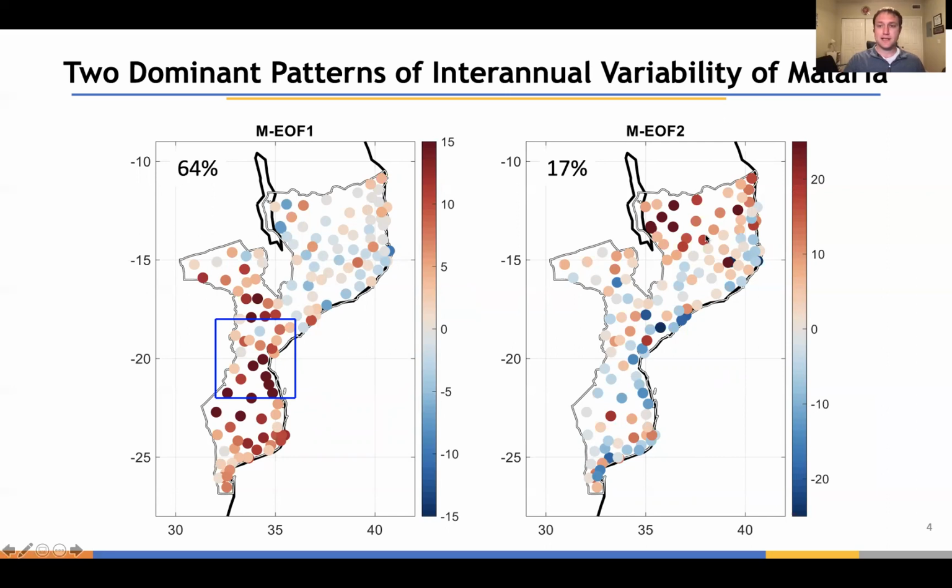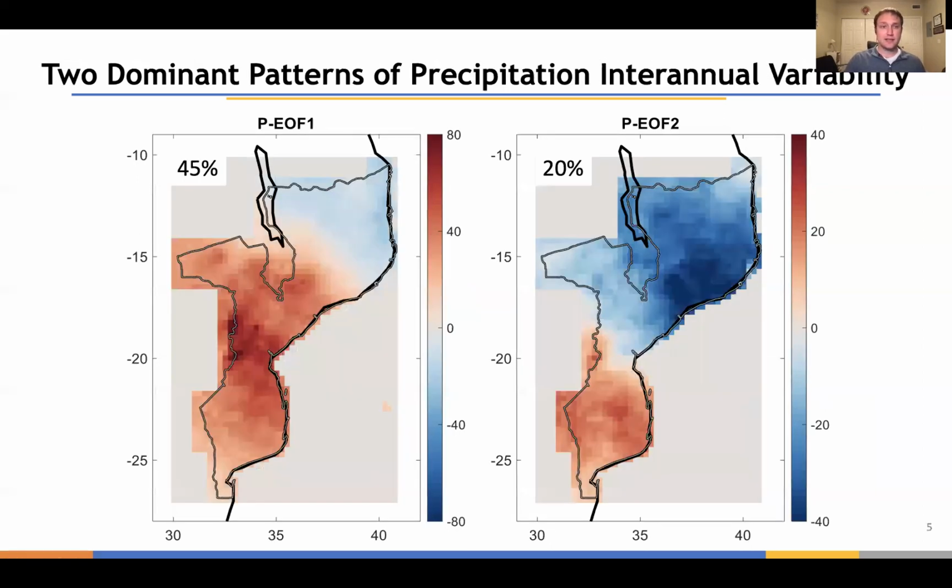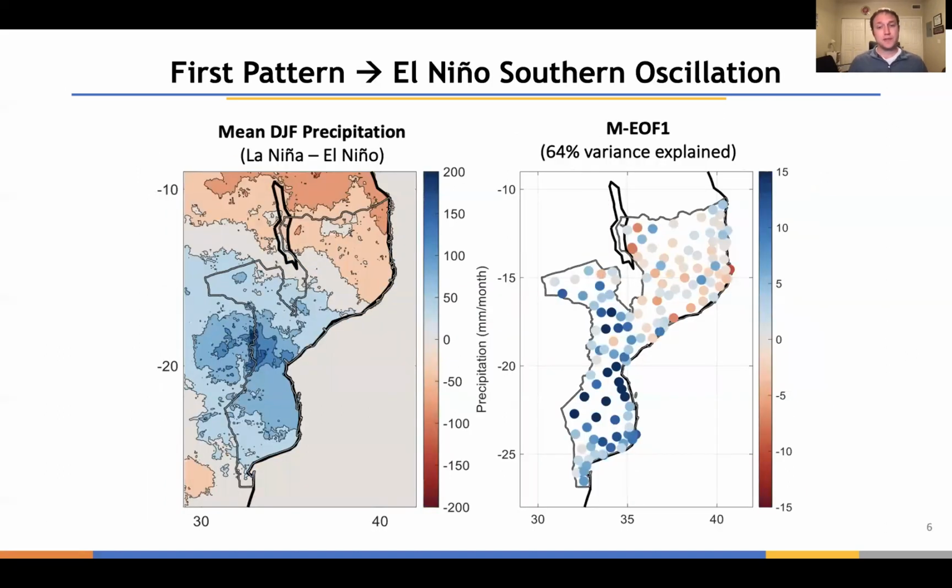On the right, you can see the secondary pattern, which explained about 17% and was focused primarily on the northern part of the country right there. Ran a similar analysis on precipitation, which you can see right here, very similar clustering. I'm not going to go into it too much right now, but ultimately we tied that first pattern of year-to-year malaria variability, which you can again see on the right here, to the El Niño Southern Oscillation.